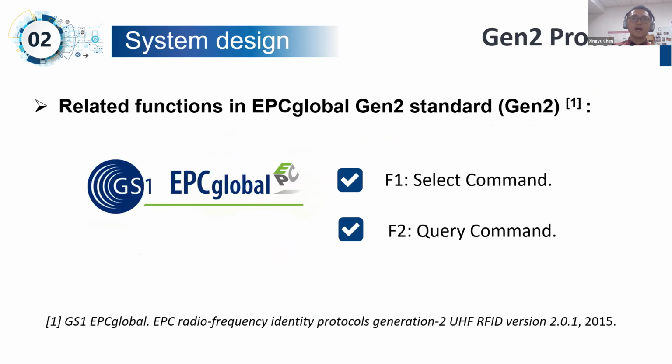Now I introduce how to implement this process in practice. Generation 2 is the widely used RFID standard. It defines the physical and logical interfaces between readers and tags. In this work, we use two related functions in the Generation 2 protocol to silence the tags that are not targets. The first function is the select command, and the second function is the query command.